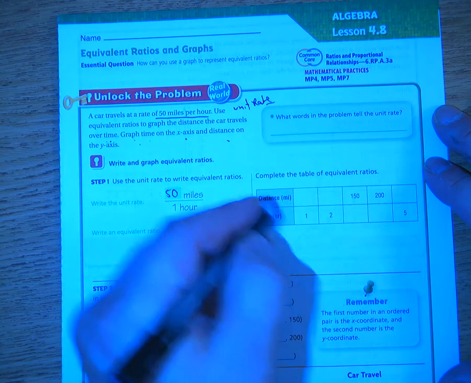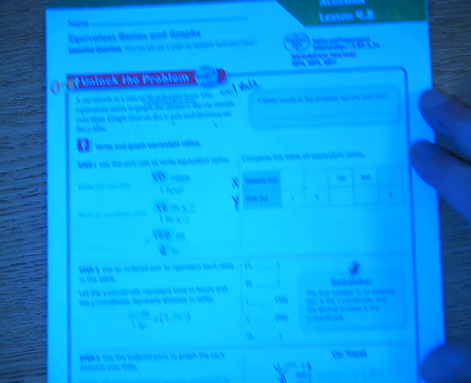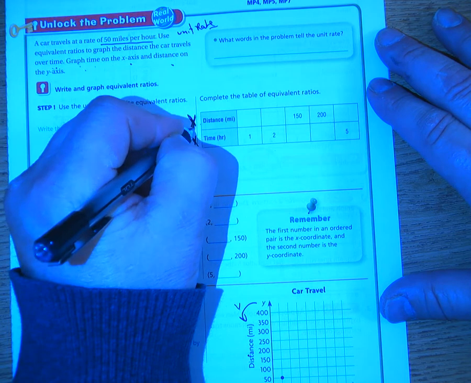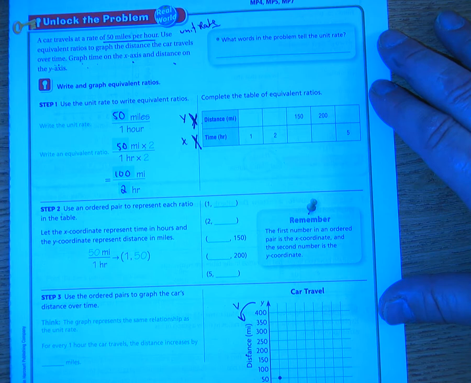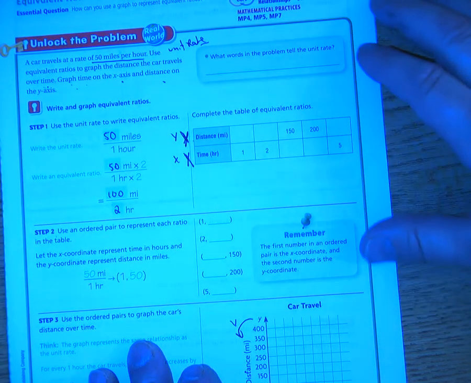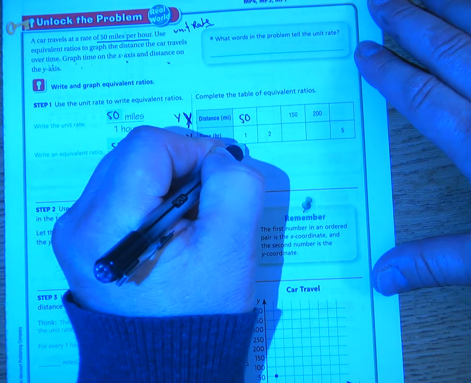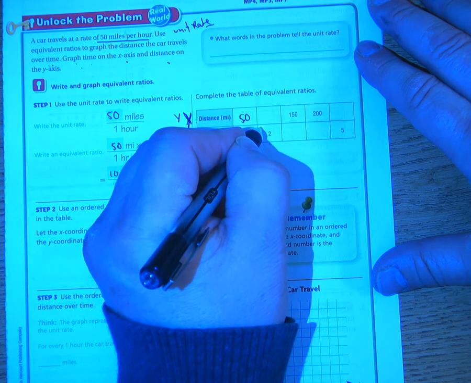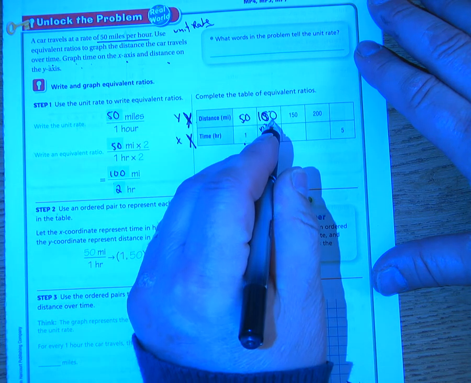This is your chart. The top is your X, the bottom is your Y. I am sorry, that is not true. This is your X, this is your Y. Okay, they have reversed it, so Y and X. Down here they have the time for X distances, but up here, so you've got to be careful. So in 1 hour we go 50 miles. 1 times 50 is 50. Okay, 2 times 50 is 100. So in 2 hours we go 100 miles.